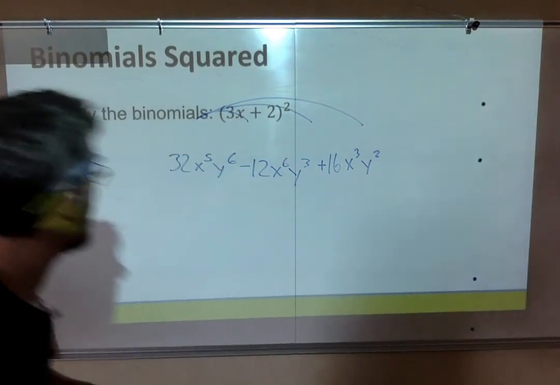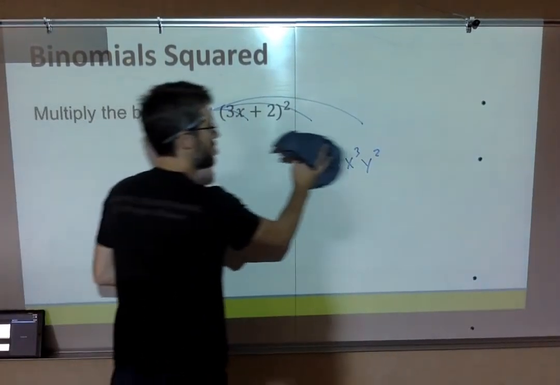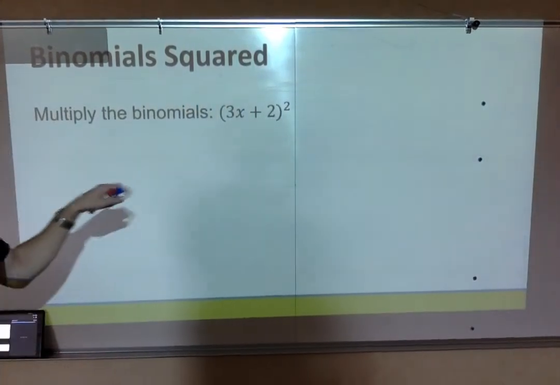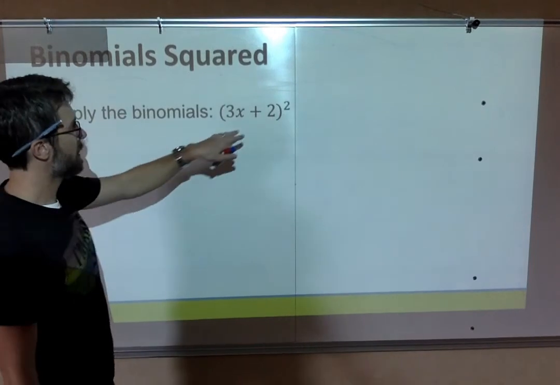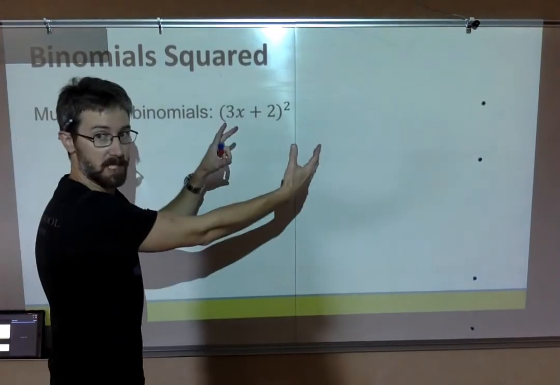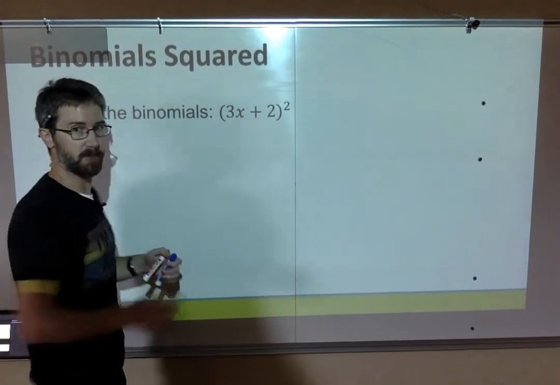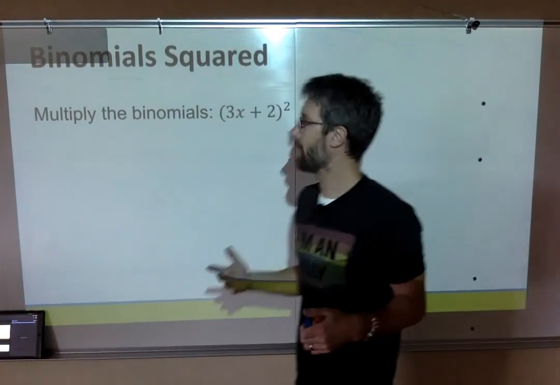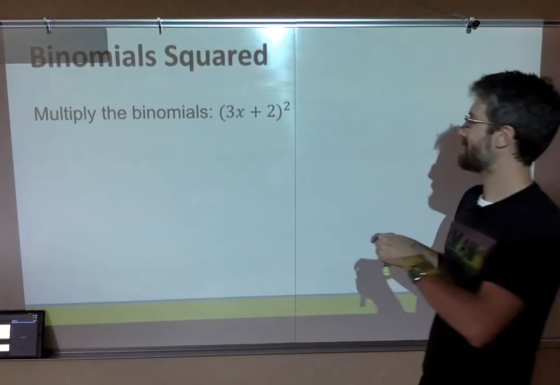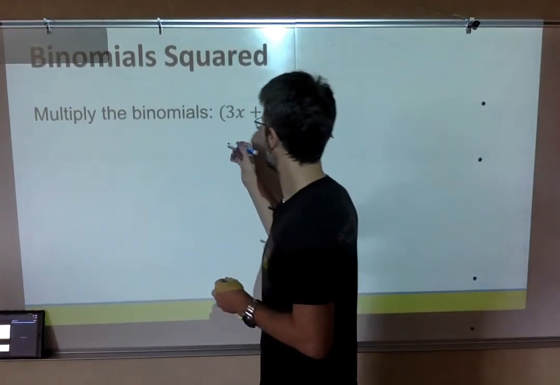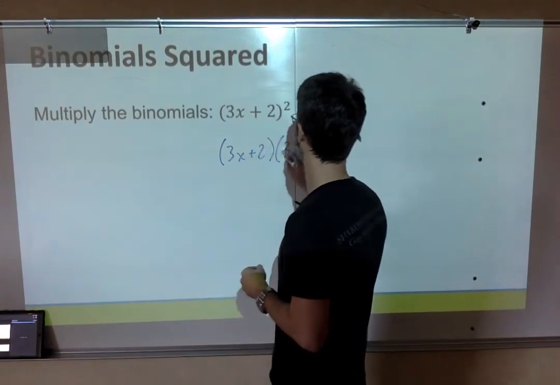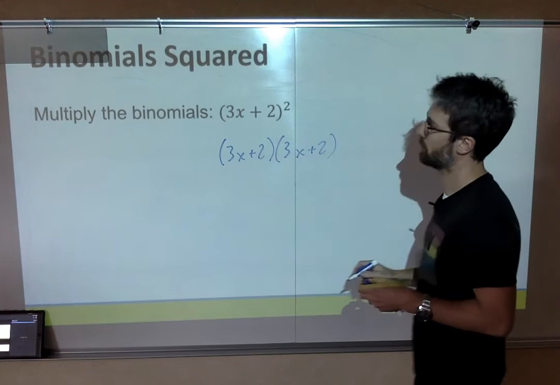So what happens when we do this? We're not doing binomial expansion. However, we are going to do some problems that look like this, where instead of one polynomial times another polynomial, it's this polynomial squared. Well, let's think about that. What happens when you square something? You're multiplying it by itself. And so this is really 3x plus 2 times another 3x plus 2.